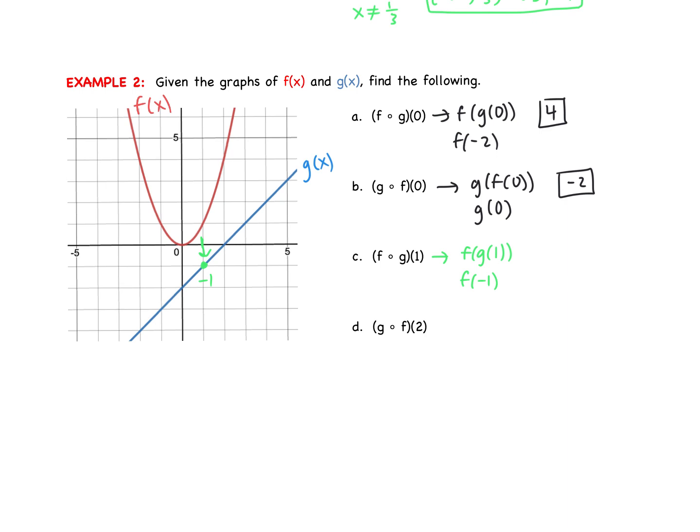So she found g of 1 first, which is -1. She went over to 1, found out that that gave her a y value of -1 on g. Then she plugged that into f. So what she said is she started back at the origin. This time she went to an x value of -1 and figured out that the y value there was +1, giving a final answer of +1.